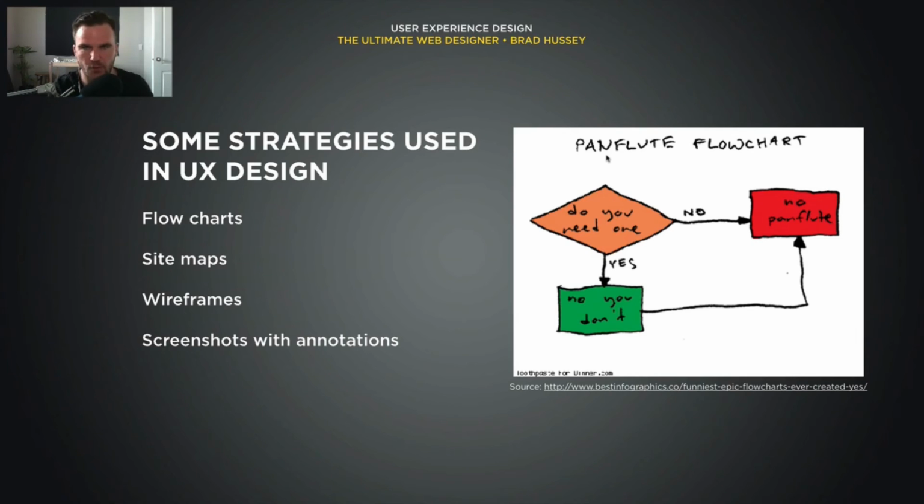So flowcharts, like this example, this is called the Pan Flute flowchart. I didn't create it. It's a pretty famous one. You may already have seen it before, but it's basically a flow to let you see if you should buy a pan flute. So do you need one? A pan flute? Yes. No, you don't. No pan flute. Do you need one? No. No pan flute. Very, very simple, kind of funny flowchart.